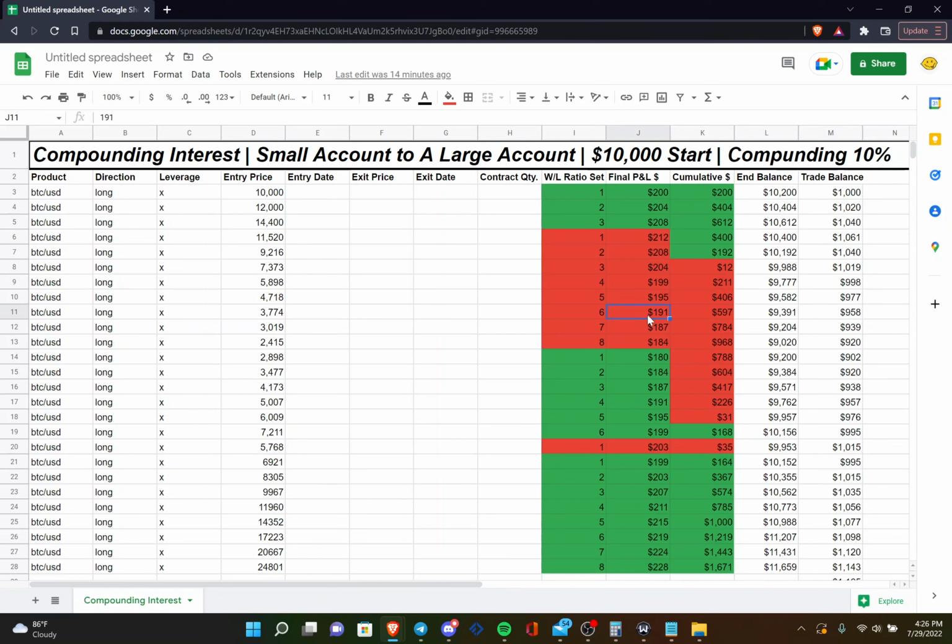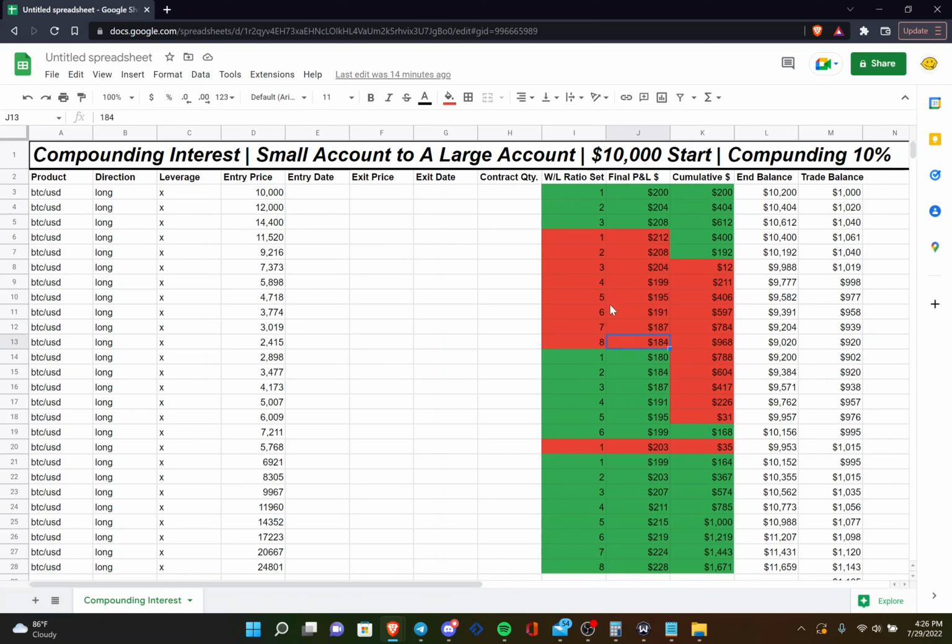Now 6 losses in a row, 191. Now we have a total loss of 597. Total account size 9,391. Now exposing 939. Seventh trade, loss 187. Total loss 784. Now total account size 9,204. And now we're exposing 920. And now we have 8 losses in a row.